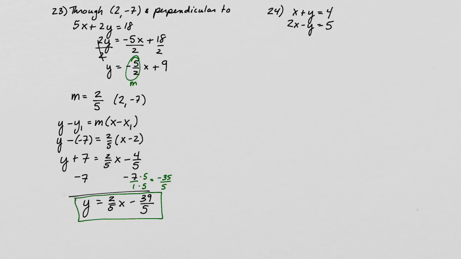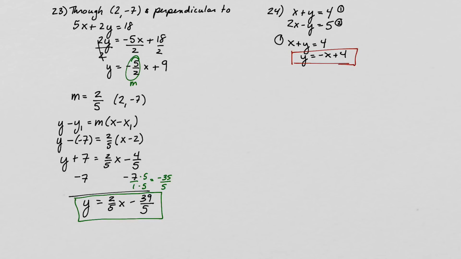So the first thing I'm going to need to do is, let's call this equation number 1 and this number 2. So I need to put both number 1 and number 2 into slope-intercept form so I can graph them. So for number 1, if I start with x plus y equals 4, I could subtract x from both sides and get y equals minus x plus 4. And when we go to graph that one, we'll graph that one in red.